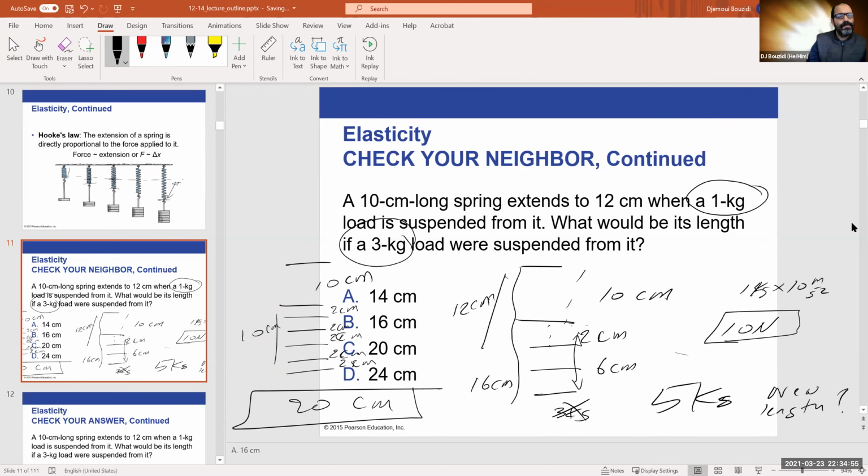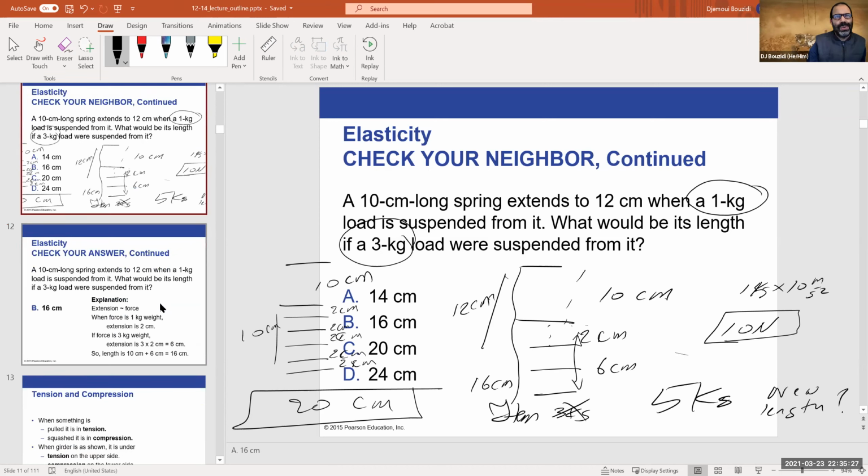Does this make sense? Thank you, Miguel. Does this make sense for the rest of you? Very good. So that's item 2 of the discussion today. Item 2 is what happens to the spring if instead of putting 3 kilograms, we put 5 kilograms. Its new length is going to be 20 centimeters. Make sense? So this is item 2.